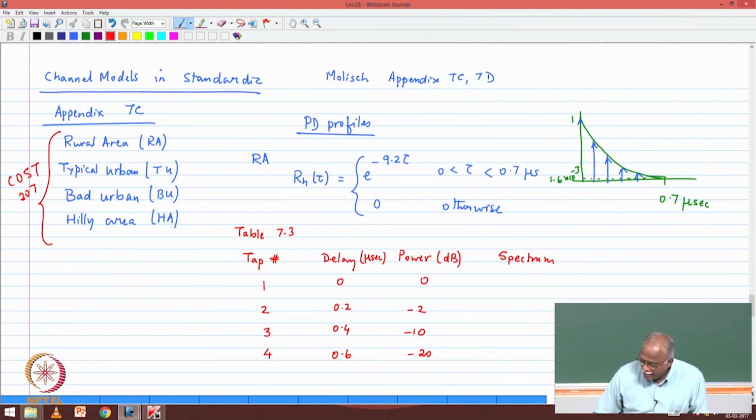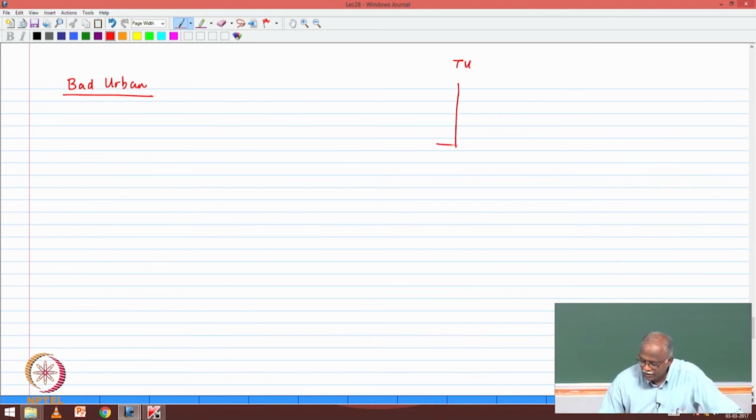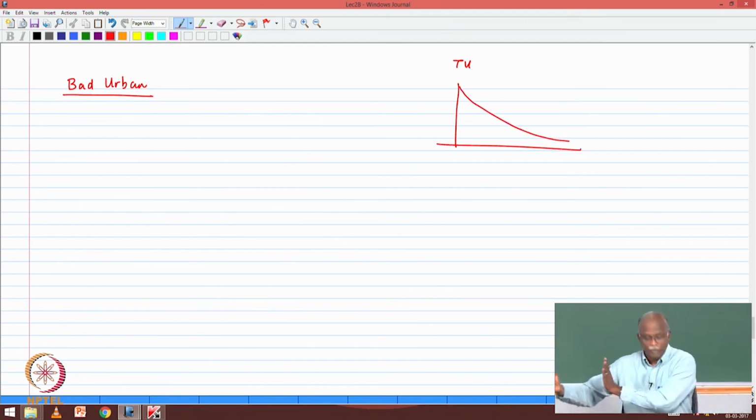Now, I would like to tell you what the bad urban looks like. Okay, bad in terms of the propagation. The bad urban, and I have skipped over typical urban, you can look at it, that is an exponentially decaying profile, maybe just does not take much time. Typical urban looks like this. It is a much slower decaying exponential, that is all, because that means there is more multipath that is present. So, it goes all the way up to 7 microseconds, that is typical urban.